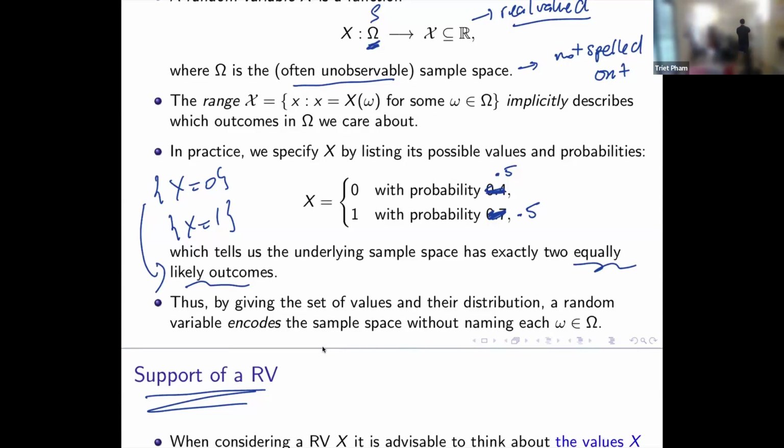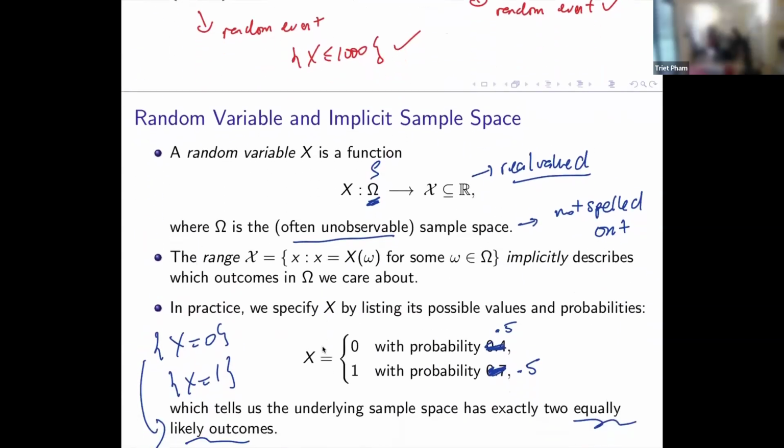Okay, let us continue. So last time we started to discuss the notion of a random variable.